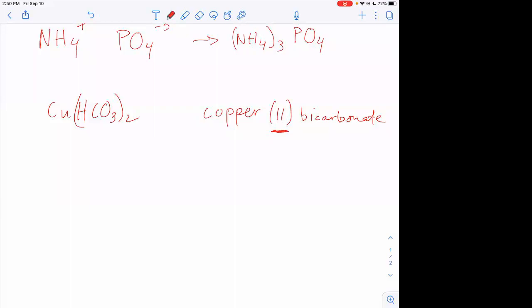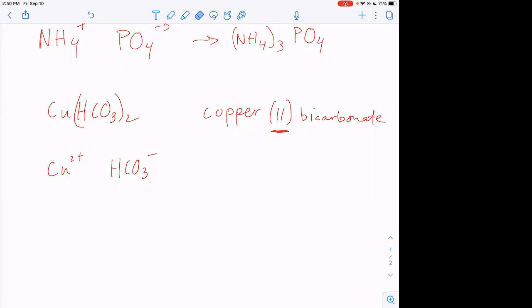That's fair. But if we were writing it out, it would be like Cu plus 2, and HCO3 with a minus, and you have 2 of them. I put a 2 out front. This is called a coefficient. That just means there's 2 of these things. But if I just said write the ions, you wouldn't write that 2. You would just write the ions.